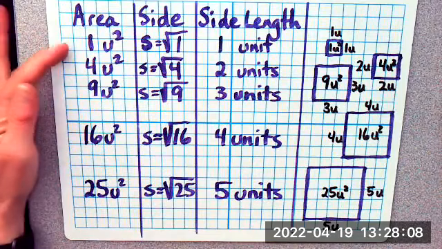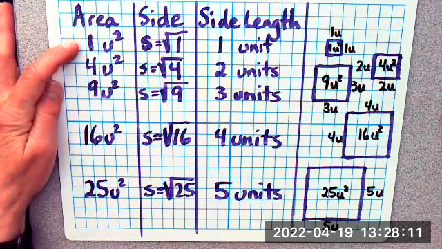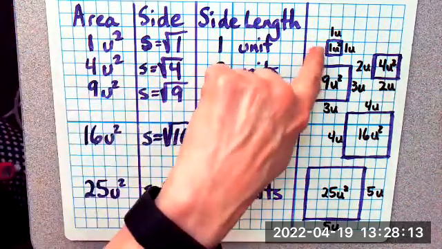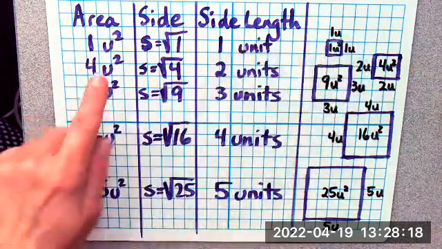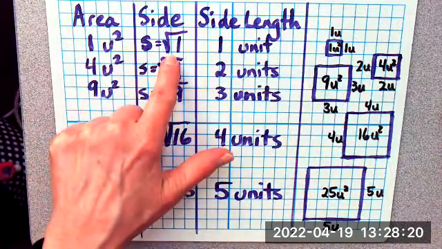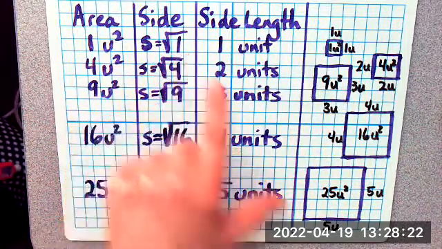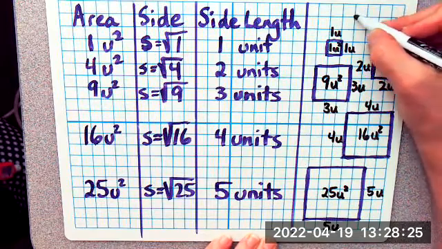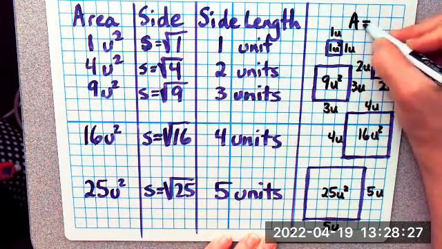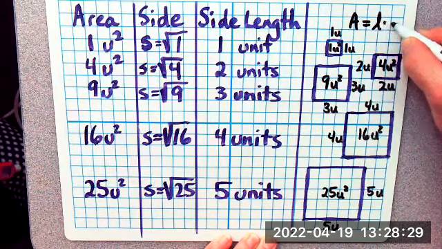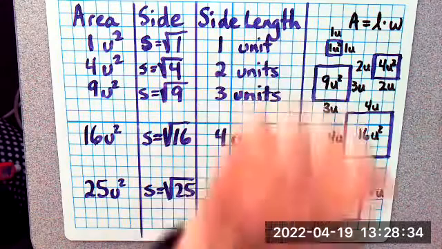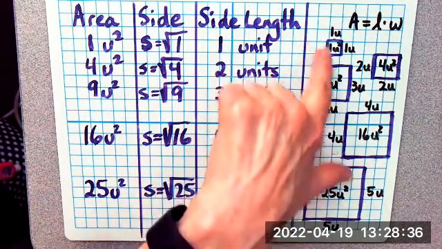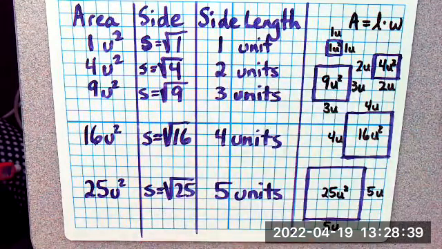If we look at a square of area 1, it has one side length all around. So the side would be the square root of 1, because if we remember, area equals length times width. If it's a square, the sides are the same, so 1 times 1 equals 1 squared. So the side length would be 1 unit.